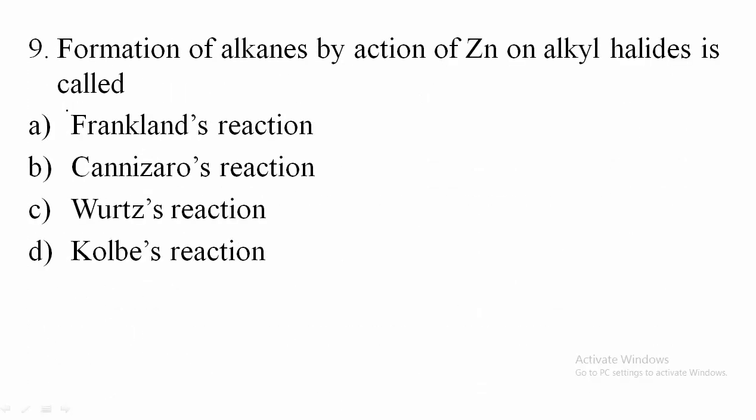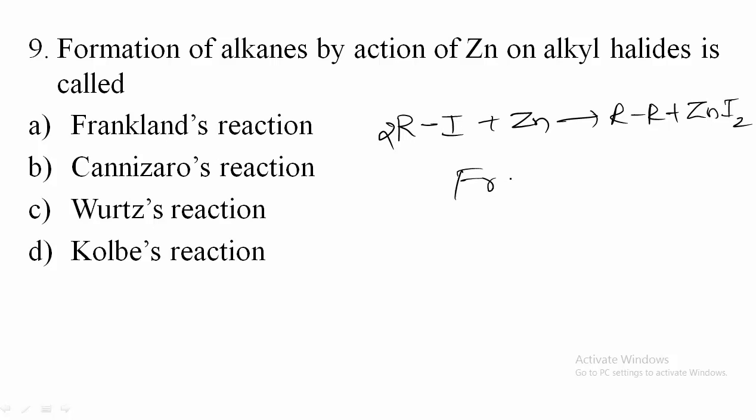Ninth one, formation of alkanes by action of zinc on alkyl halides is called. So action of zinc on alkyl halides to form alkanes. While studying the synopsis, you have studied RI plus Zn gives R-R plus ZnI2. Which reaction is it? Frankland's reaction. Okay, so that's why I'm telling, remember at least the named reactions so that you can easily answer those. So option A is the correct one.